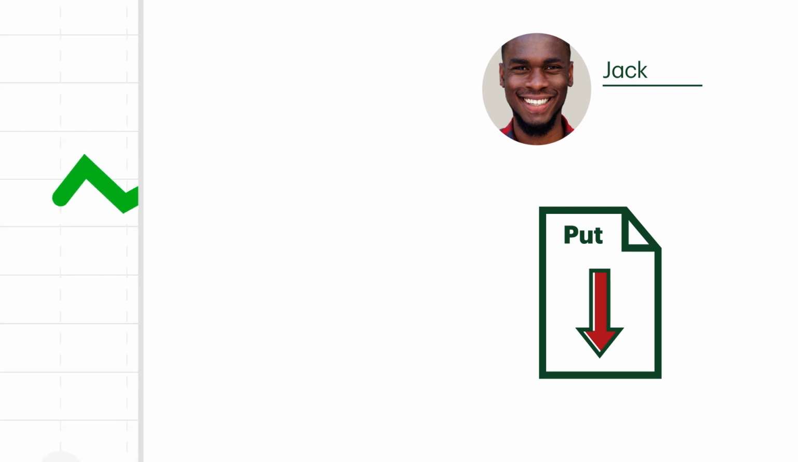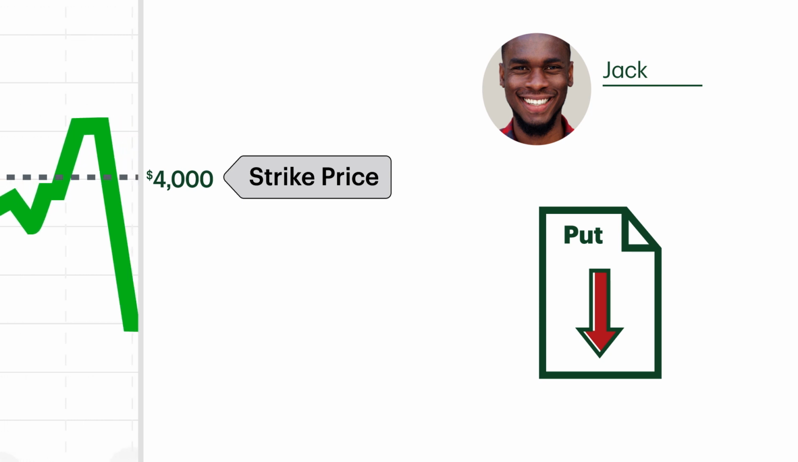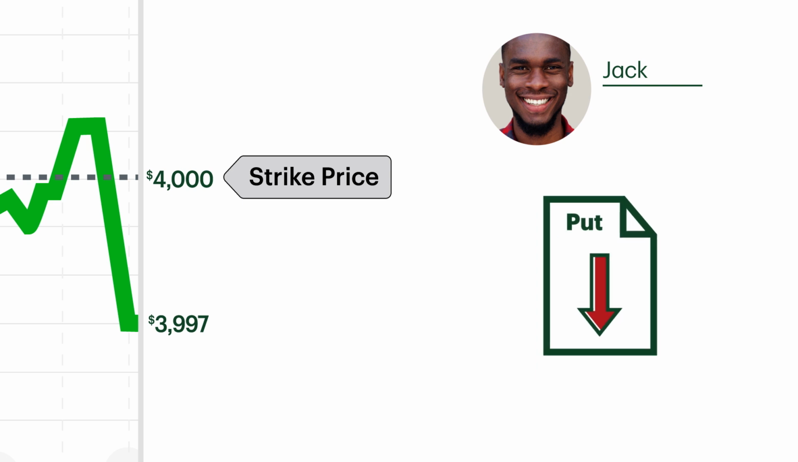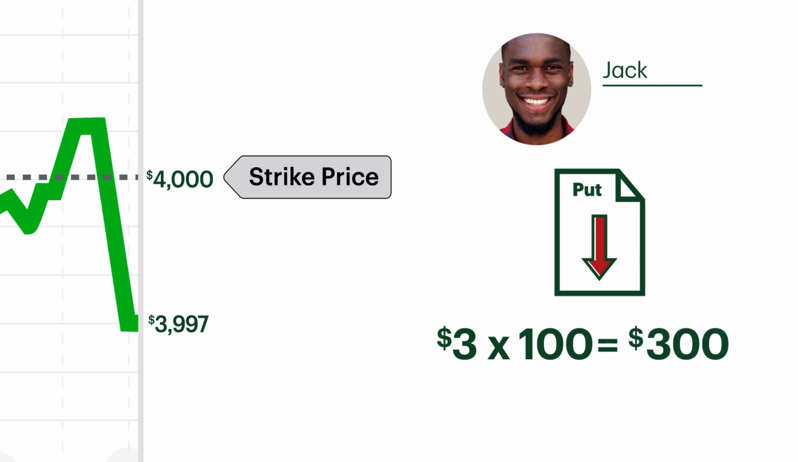Let's spell it out with an example. An options trader named Jack buys one put on the S&P 500 from Sarah at a strike price of $4,000. At expiration, the index is trading at $3,997, meaning Jack's put is in the money by $3. So he exercises his option. He'll net that $3 difference multiplied by the $100 multiplier in the contract for a grand total of $300, minus any fees, of course.